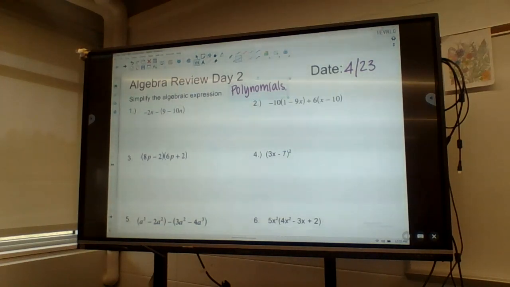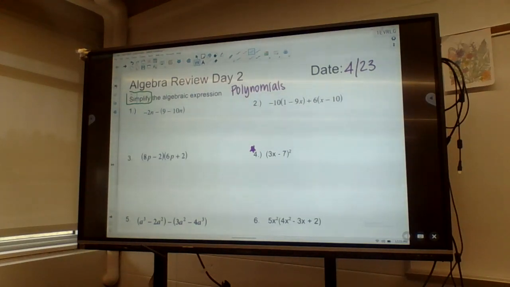If you are working ahead at all, I'm going to put a little star by number 4. Just be careful on that one. But we definitely talked about that one this year. So what we want to do with these is distribute, combine like terms where we can, and see what we can simplify. It's asking us to simplify, and that means just writing it in a more simple way. No parentheses, trying to combine as much as we can.